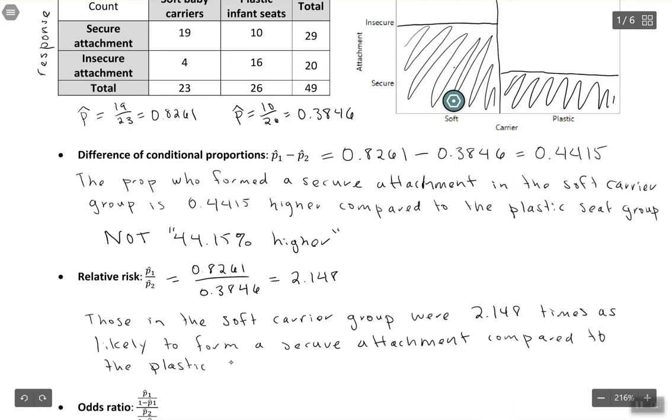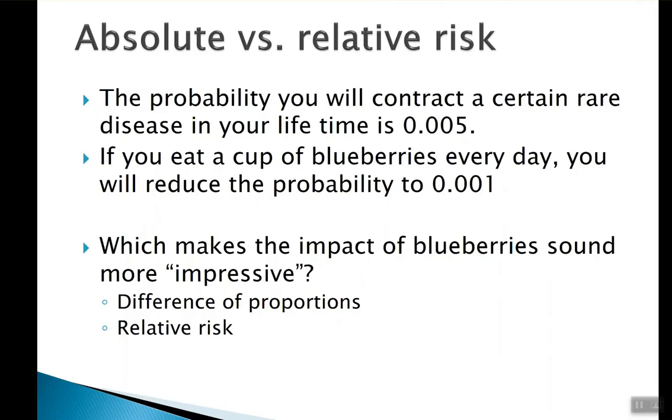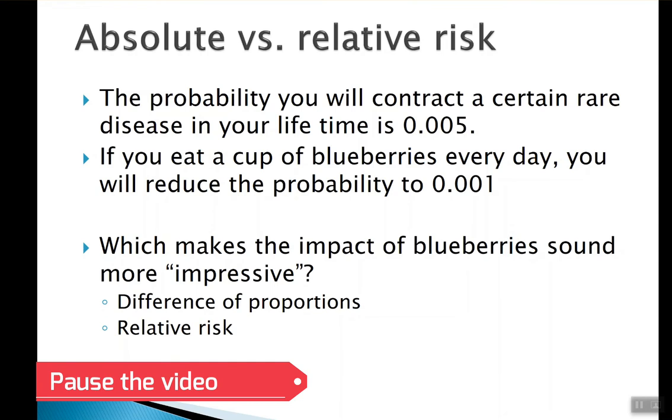Okay, so we've got two options so far, a difference of proportions and a relative risk. Those are essentially telling you the same thing, but psychologically they can have different effects. For example, imagine that the probability of contracting a certain rare disease is 0.005, and if you eat a cup of blueberries every day, you'll reduce the probability to 0.001. Which of these do you think would make the impact of the blueberries sound more impressive? The difference of proportions or the relative risk? Pause the video for just a second and decide which would be a more impressive sounding statistic.